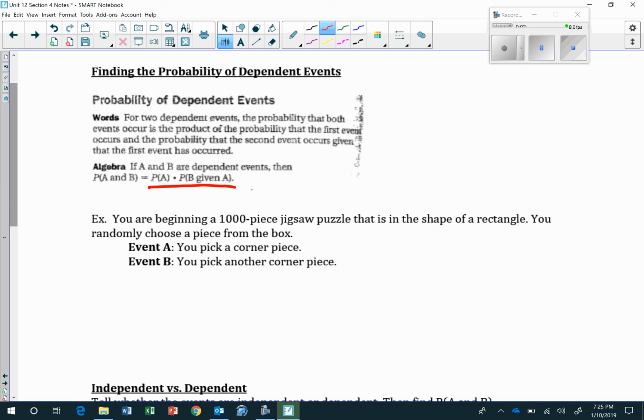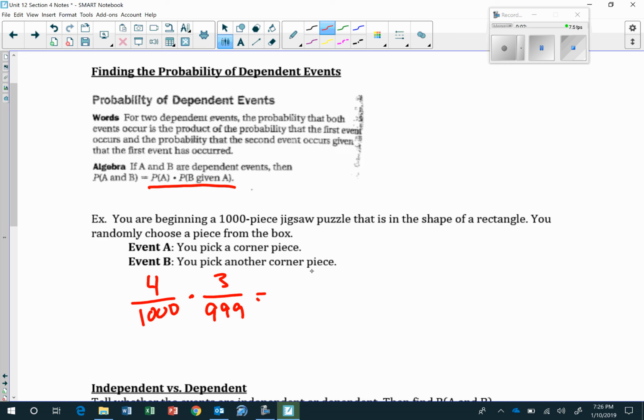You randomly choose a piece from the box. Okay, so it says you pick a corner piece. There's 4 corners on a puzzle out of 1,000 total pieces. So you pick one corner. The second event is that you pick another corner piece. What that means is the first corner piece that you picked is now out of the choices. So you only have 3 corner pieces left, and there's only 999 total pieces left.